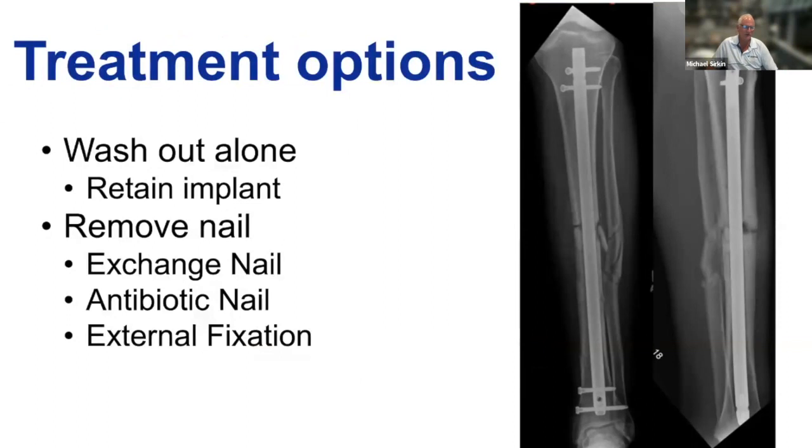So your treatment options again are a washout alone, or this time you can remove your implants. You could do an exchange nail, an antibiotic nail, or an external fixator. Leah, what do you think? I am a fan of removing hardware. I would do an antibiotic nail here. Okay.